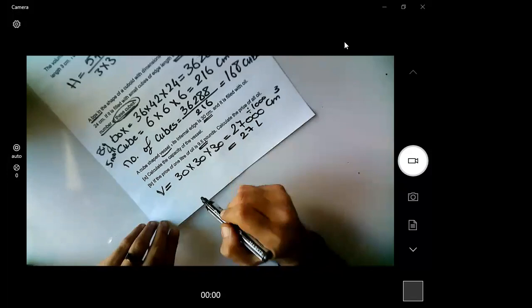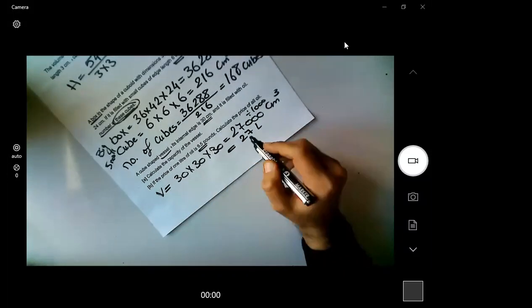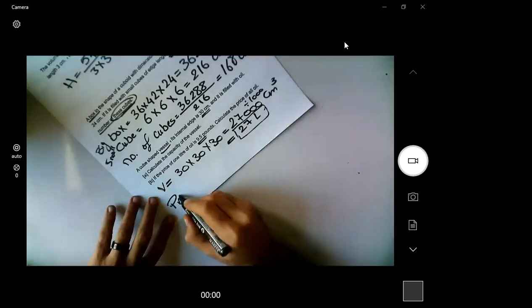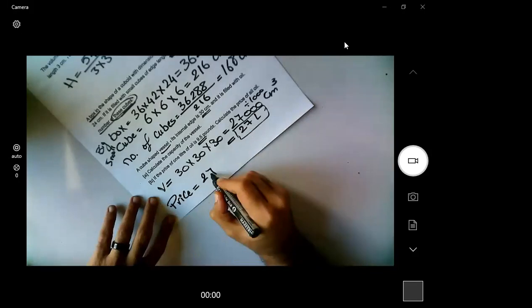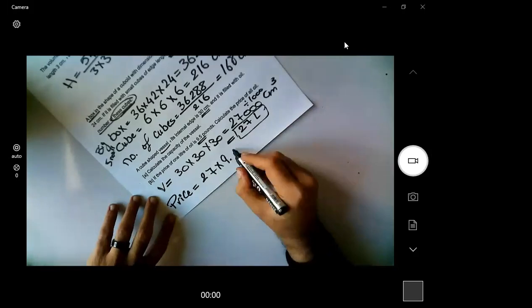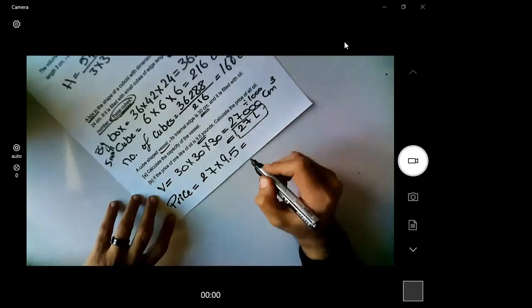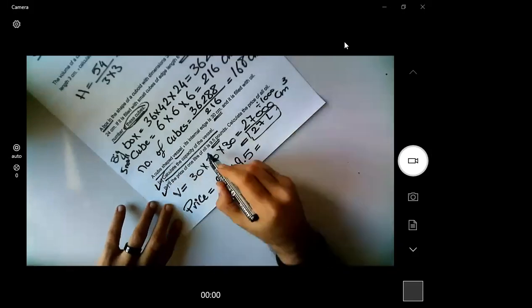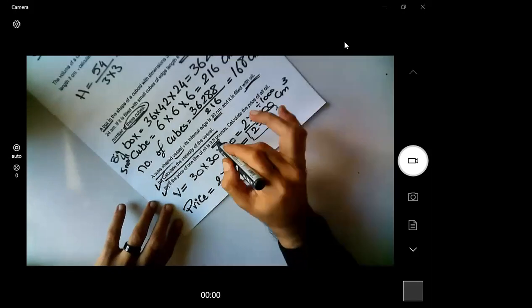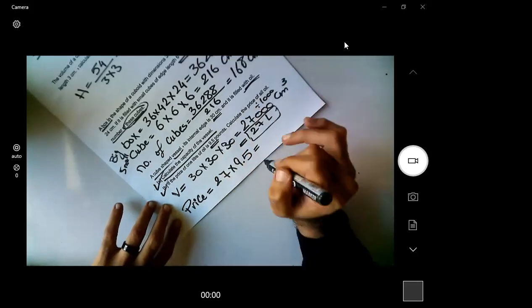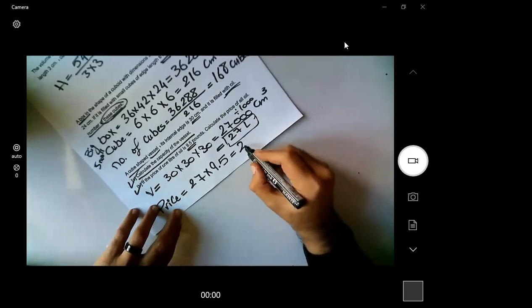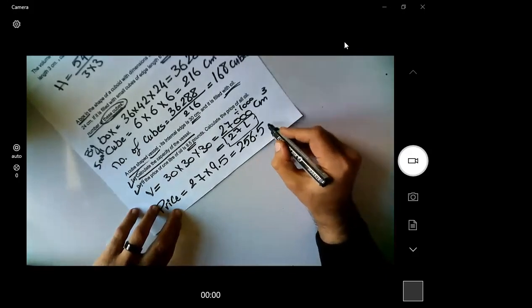If the price of 1 liter is 9.5 pounds, calculate the price of the oil. So we do 27 times 9.5. A student asks whether the 27 from the question above is related to this question. Yes, it is the same question in two parts: calculate the capacity of the vessel, and then, given the price of 1 liter of this oil is 9.5 pounds, calculate the price of the whole oil. So the price will be 27 times 9.5, which is 256.5 LE.